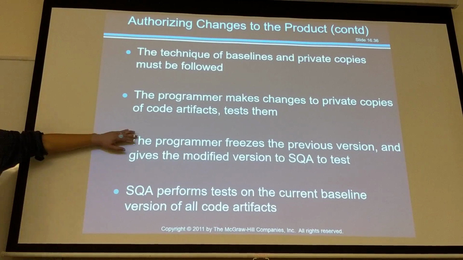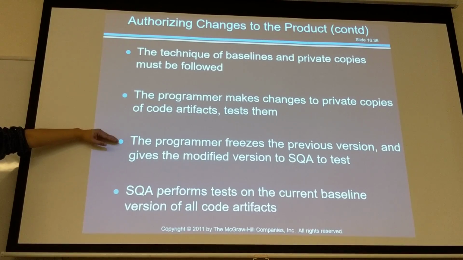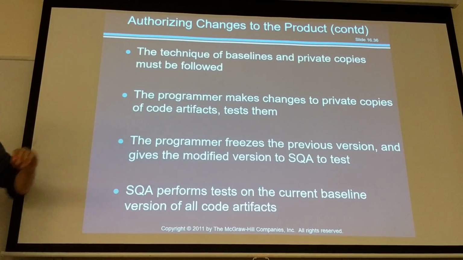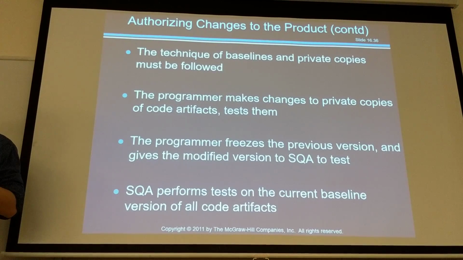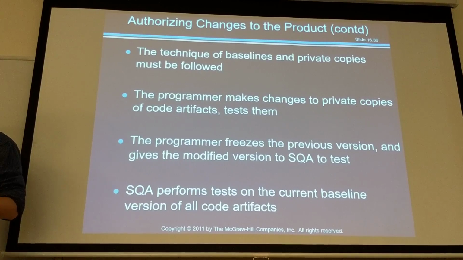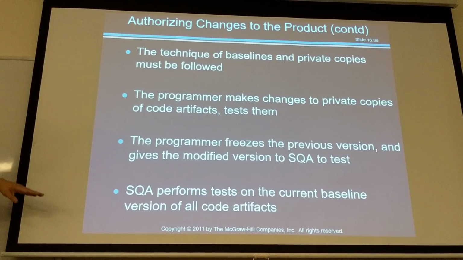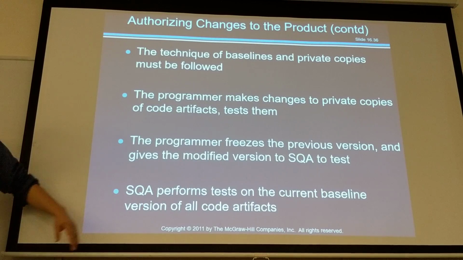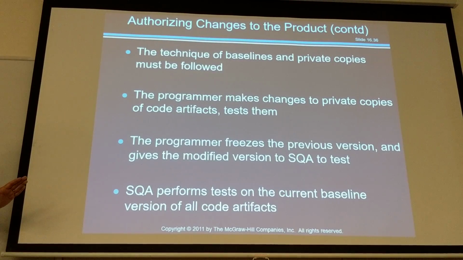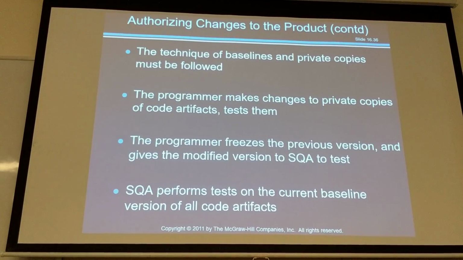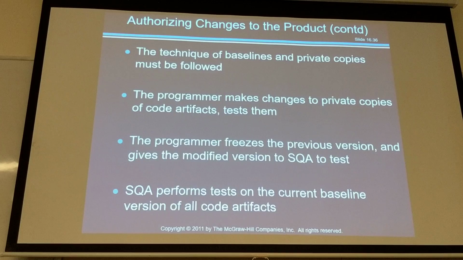The programmer freezes the previous version as a baseline and gives the modified version to SQA. Basically, these are your colleagues, who are also programmers, but their job is to review your code. Review is done, regression is done on the new code on the entire system. Then it gets checked into the master branch and pushed out to the customer. That forms a new baseline. That's how you advance your baselines.